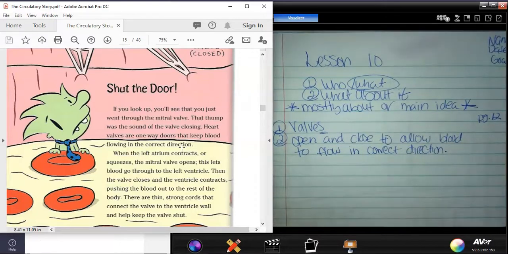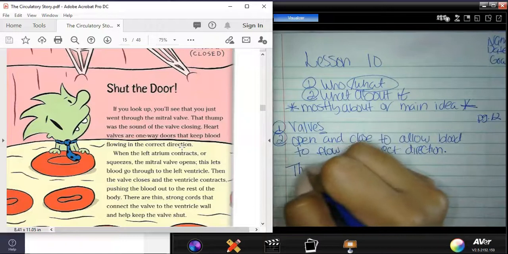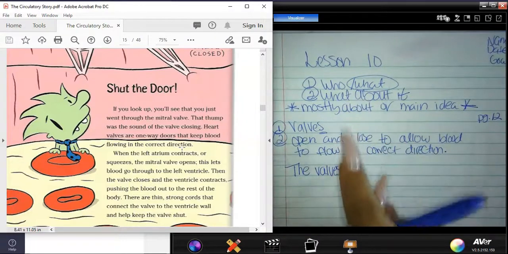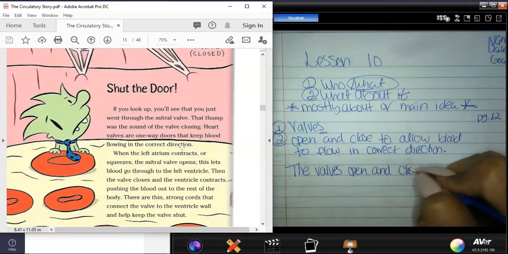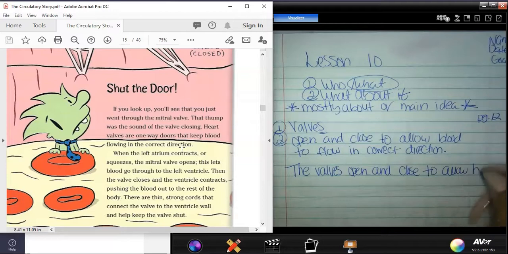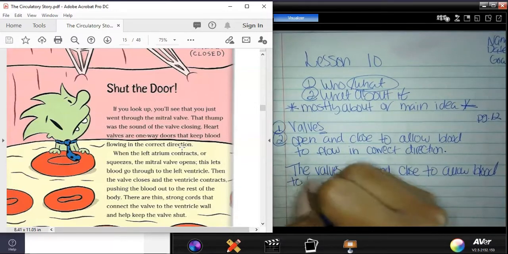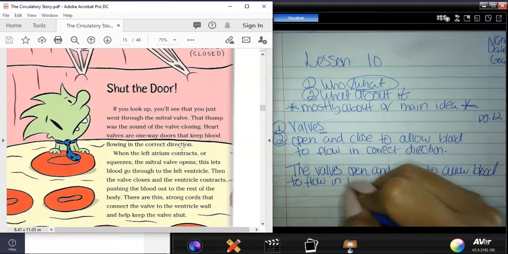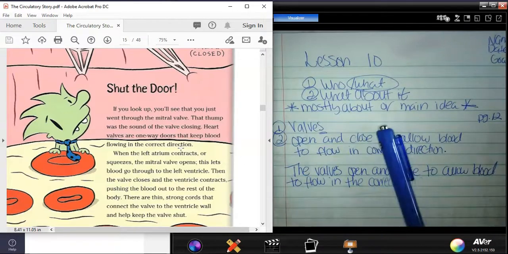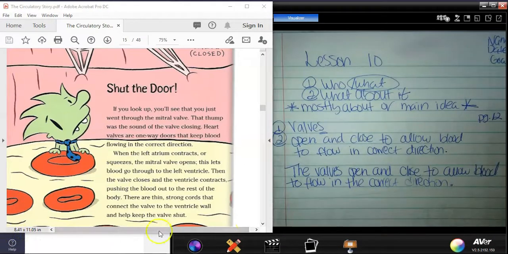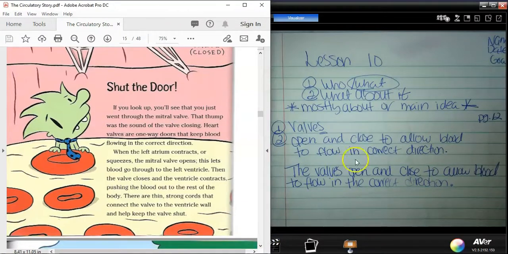Okay, am I finished? Is that it? No, I have to do a full sentence or a complete sentence. So I'm going to start here with the valves, and I'm just going to copy what I just wrote. The valves open and close to allow blood to flow in the correct direction. Okay, don't forget your period. Remember, you're learning this with Ms. Ramirez. Always have a period. You always start with a capital.